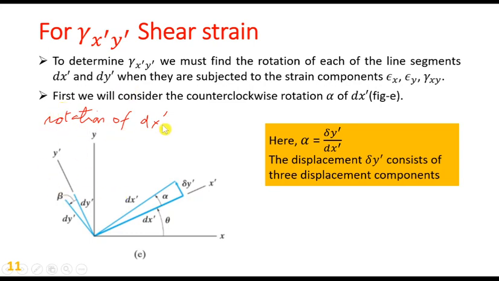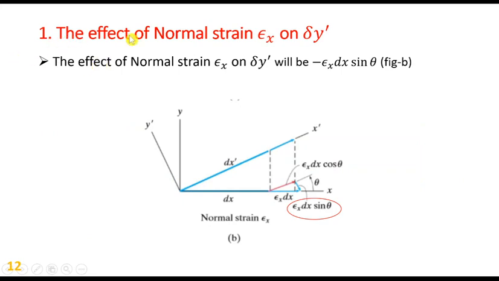So again, coming to the point, rotation of dx prime is considered, and that has caused alpha, and alpha is equal to delta y prime over dx prime. The effect of normal strain epsilon x on delta y prime will be minus epsilon x dx sin theta. How have I written this? If you remember, we have discussed this diagram. This is the change or strain in this direction of dimension dx, and it will have two components. One is red, that we discussed in the case of normal strain epsilon x. Now we are considering this red oval highlighted component. This will be the effect of this normal strain on delta y prime, because this is along the y prime axis.